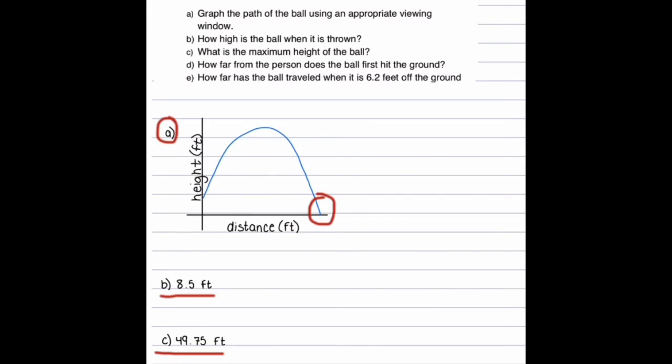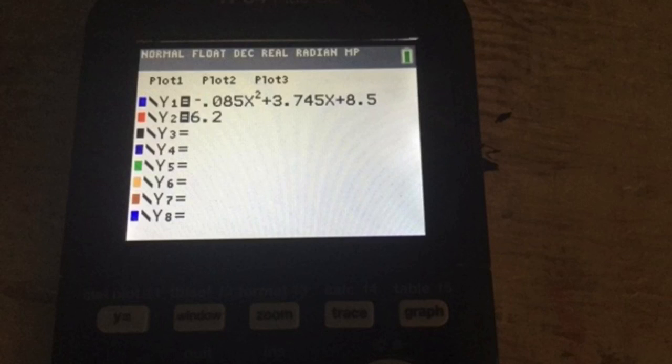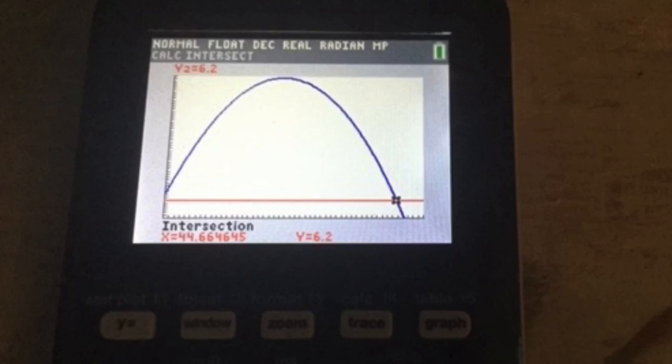For part E, we had to figure out how far the ball had traveled when it was 6.2 feet off the ground, so I put in 6.2 as y2, and then I graphed it, and then once I graphed it, I hit second trace intersect, and it gave me my answer of 44.66 feet.